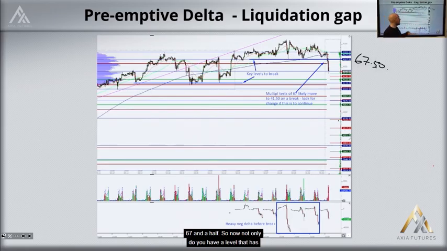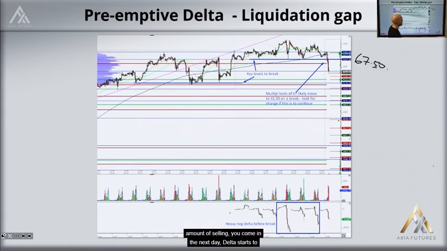So now, not only do you have a level that has been tested multiple times, and from the simple technical perspective, this implies a level that is breakable. But you also now have a level that you know there is likely to be a large amount of passive longs at, because they have all been filled. And in giving you that, this is the S&P, we get to around about minus 50,000 at the peak of this drop here, around about 30,000 here, and around about 25,000 down there.